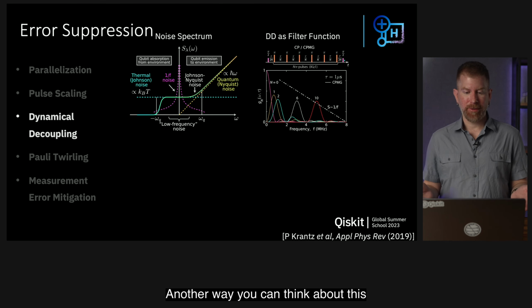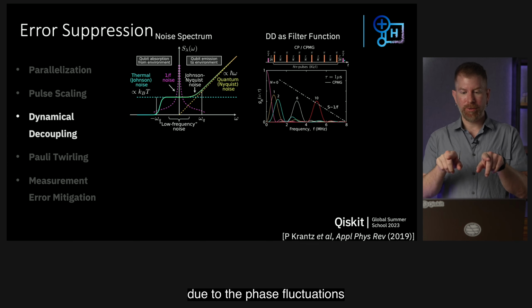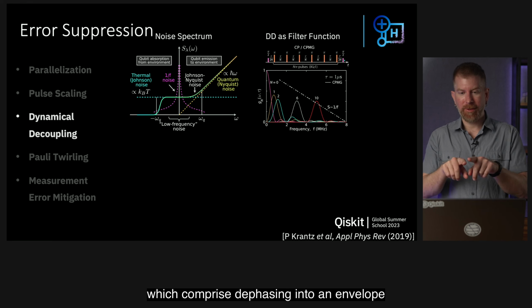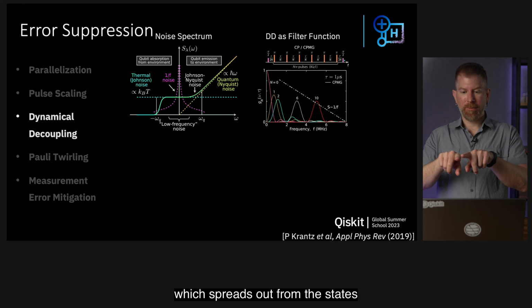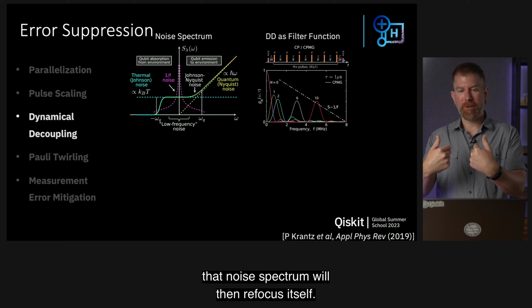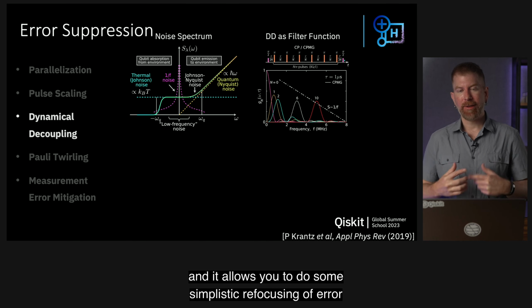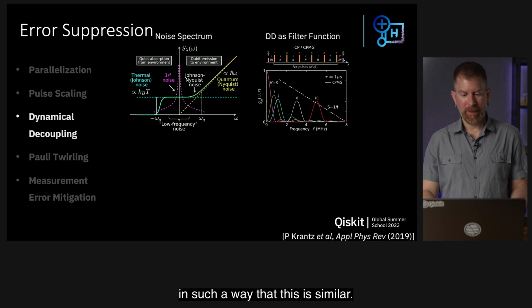Another way you can think about this from Nick Nobel's Season 2 is that you get some broadening due to the phase fluctuations, which comprise dephasing, into an envelope which spreads out from the state you might want it to be in, and you can just flip that qubit such that that noise spectrum will then refocus itself. So in a simple way, the echo pulse is the simplest type of dynamical decoupling, and it allows you to do some simplistic refocusing of error in such a way that this is similar.